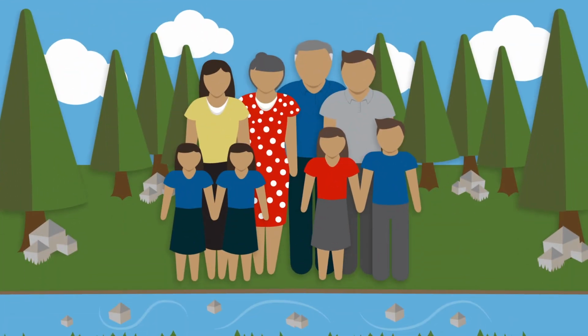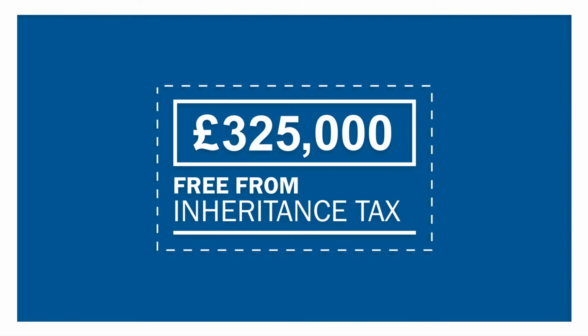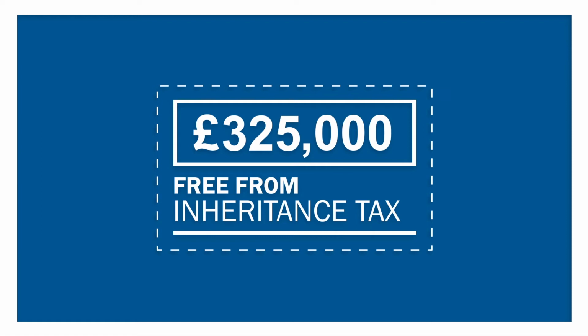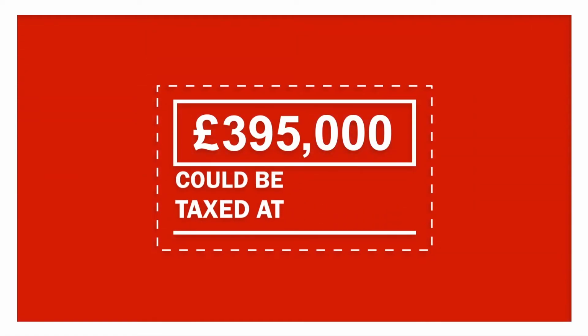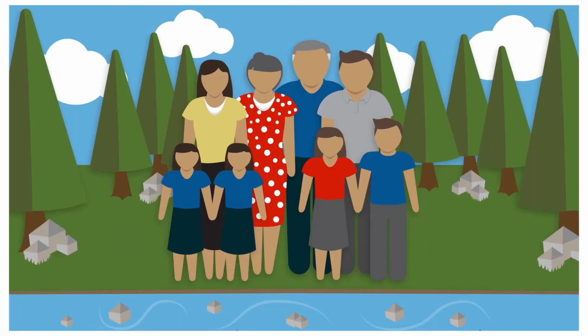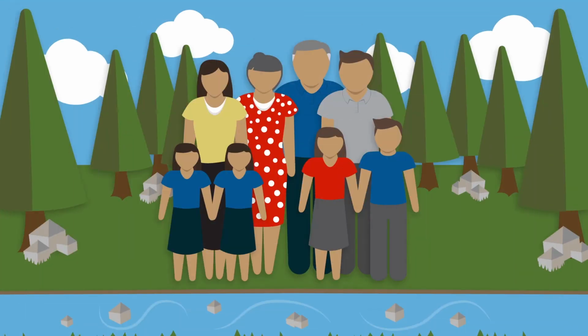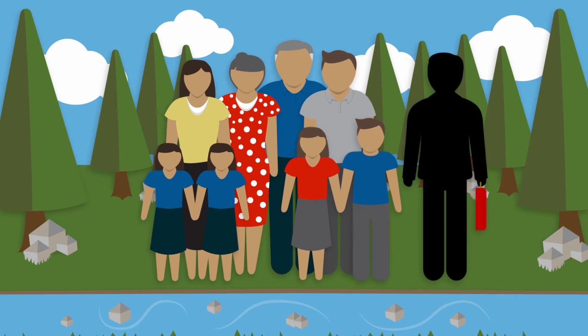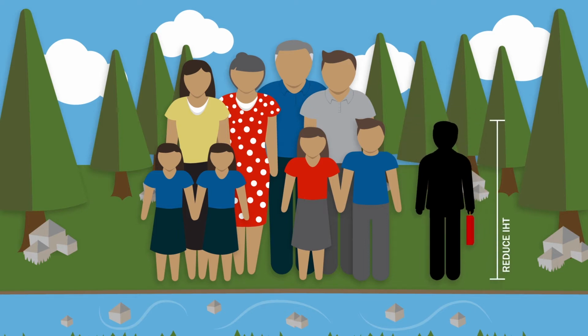We all want to leave as much as possible to our family and loved ones. In the UK, the first £325,000 of an individual's estate is free from inheritance tax. But everything over this could be taxed at 40%. Without careful planning, HMRC could easily become the largest beneficiary of your estate, leaving your family with a large tax bill to settle. There are a number of arrangements available to help you reduce your inheritance tax liability.